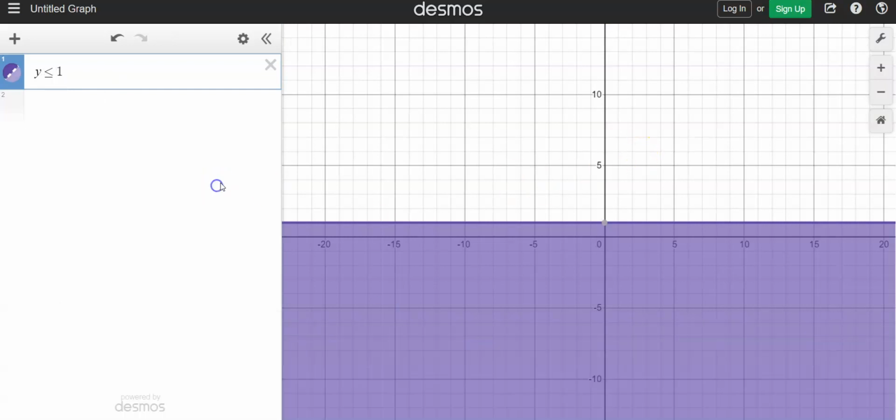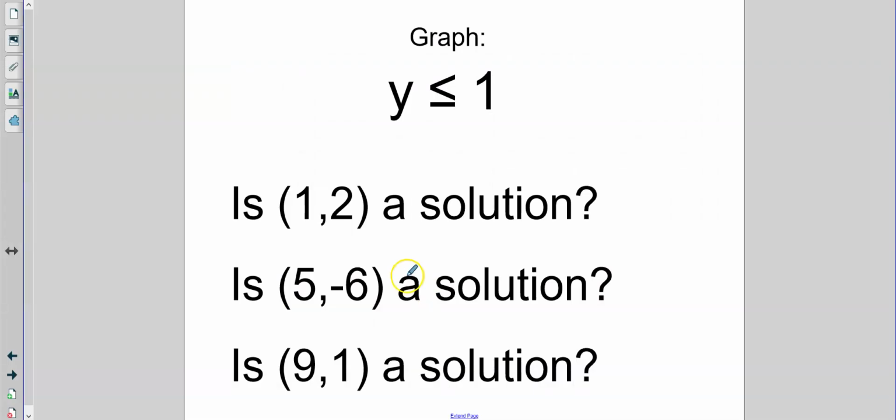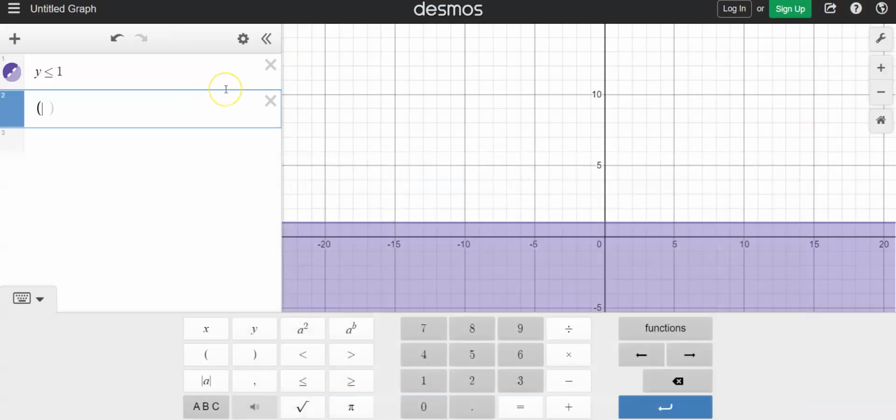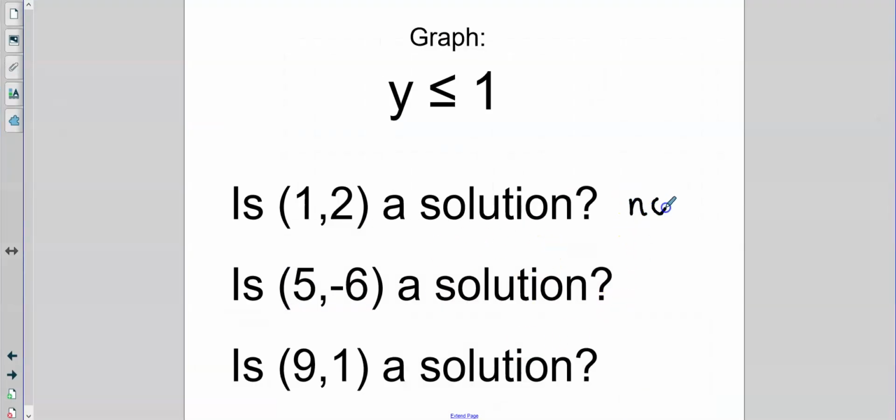So less than or equal to, it goes to y, where y is 1, so on the y-axis, draws a straight line through it, shades everything below the graph, and it is a solid line because I am including, it is equal to. It's everything less than that and equal to. And so we're going to check a few last points here. So we got 1, 2. So 1, 2 is not a solution, not in the shaded area. So no.